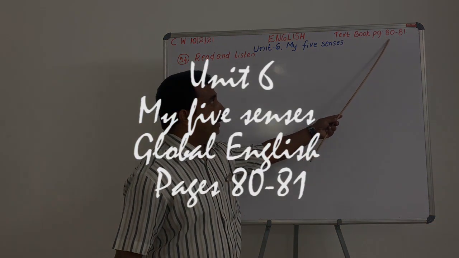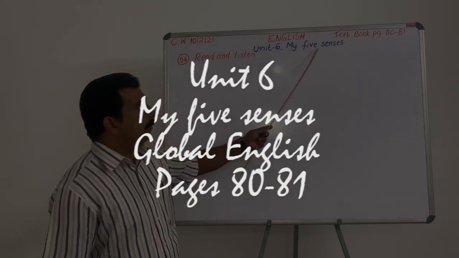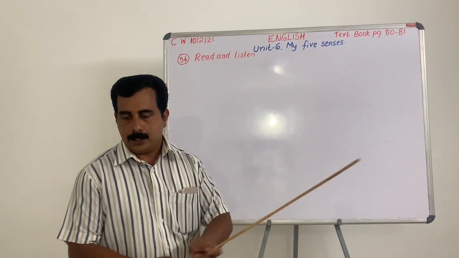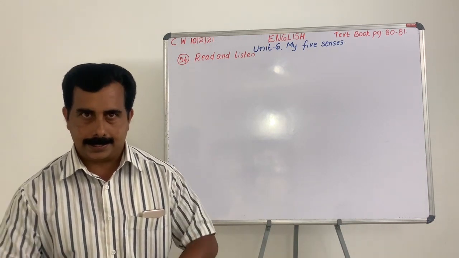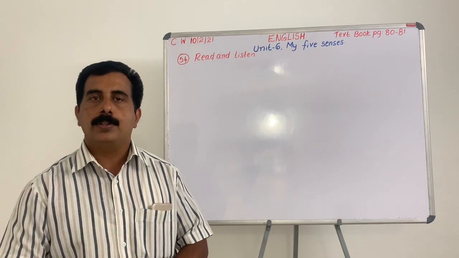Anyway, open your Global English page number 80-81. You can see here, page number 80 and 81. Unit 6, My 5 Senses. So why do we study this lesson? To think about how we use our 5 senses.